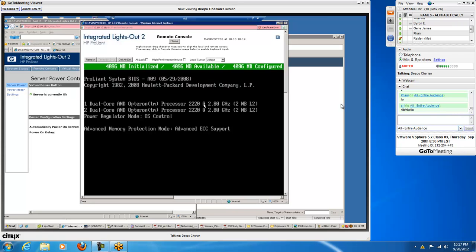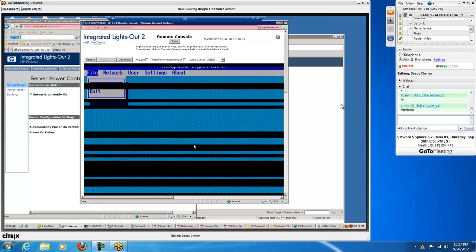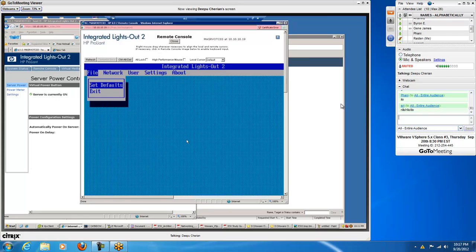It has 4 GB RAM. It has 2 processors. And here you can see that there is an option to press F8. I press that F8 button. Guys, this is where the ILO IP address is configured.